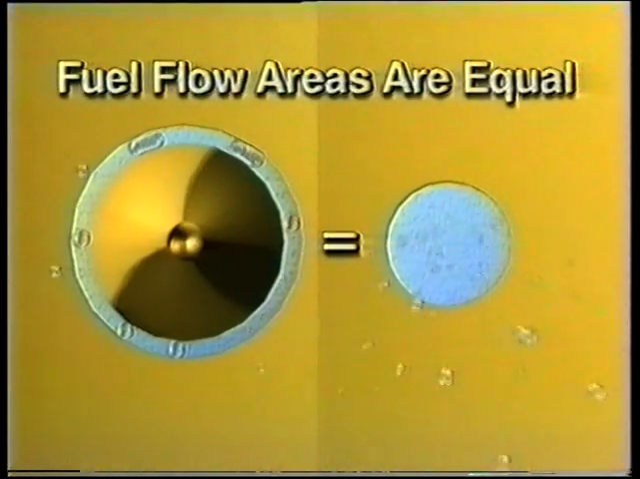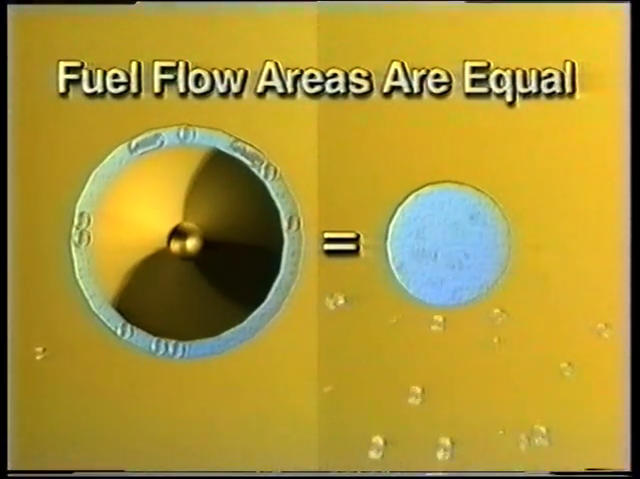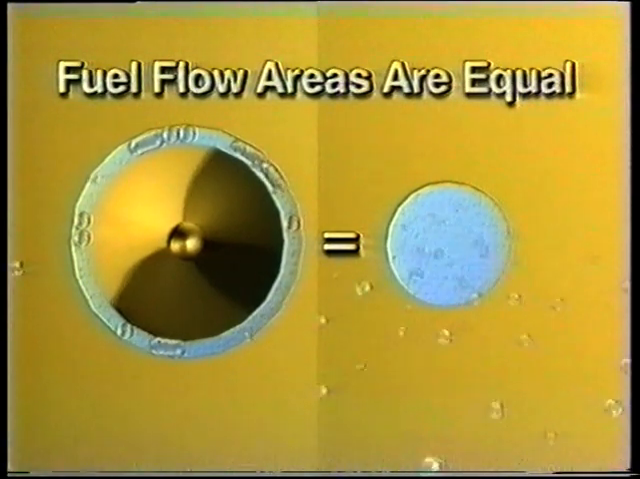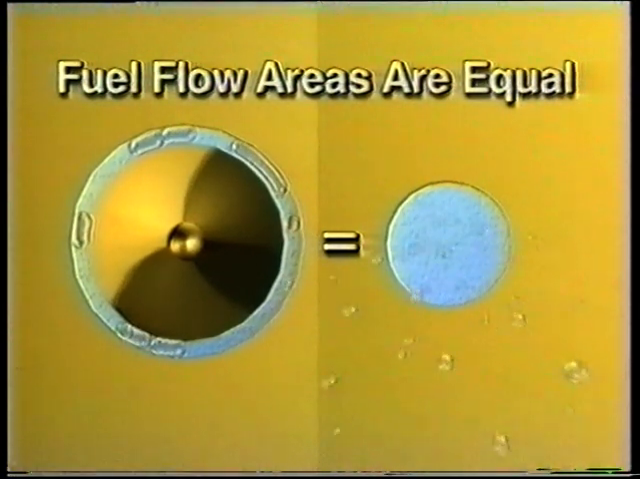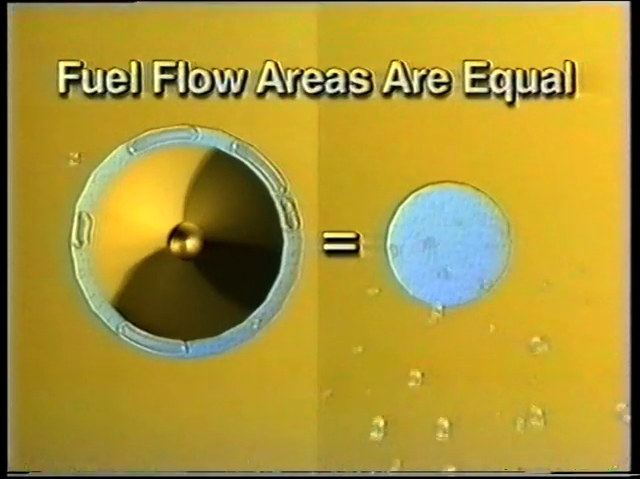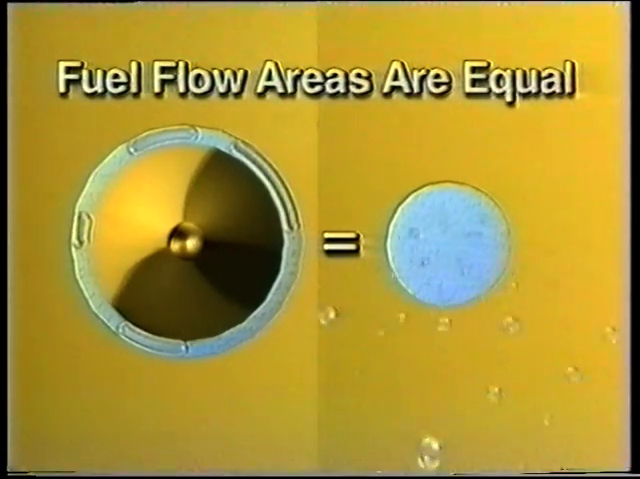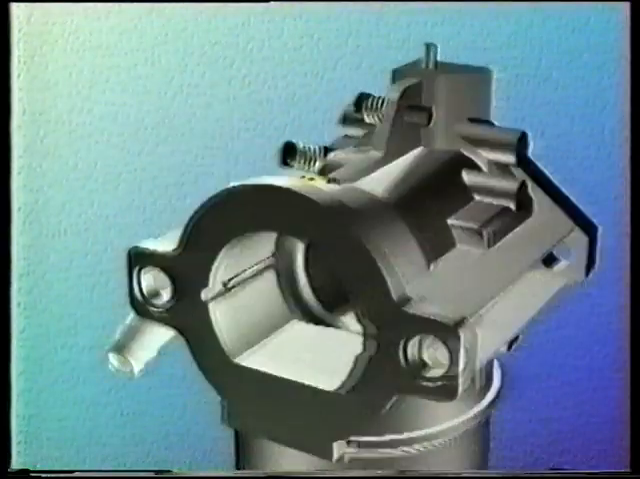Now that we have a better understanding of vapor lock, let's see how a fixed jet system corrects it. In a fixed jet system, there's one relatively large hole for the fuel and the bubbles to pass through. In fact, the area of that single hole is equal to the total fuel flow area for an adjustable style carburetor when it is properly adjusted. Only an extremely large bubble could possibly block that hole and create vapor lock.